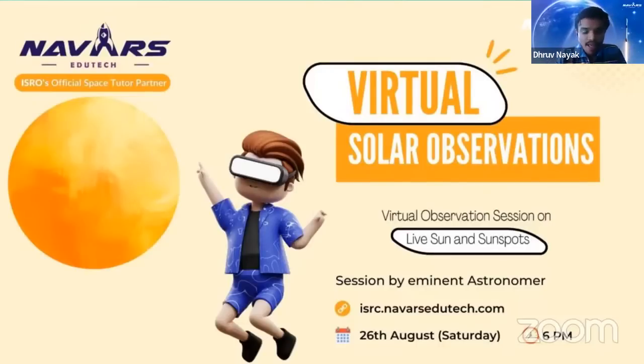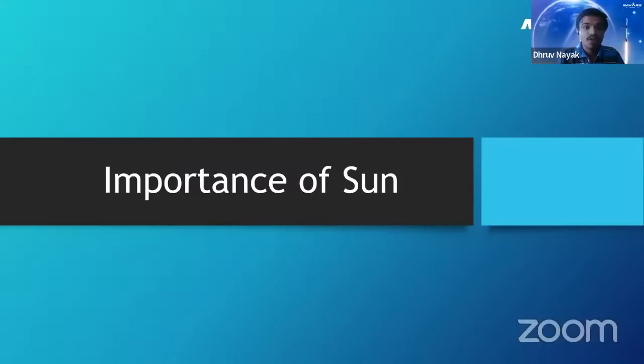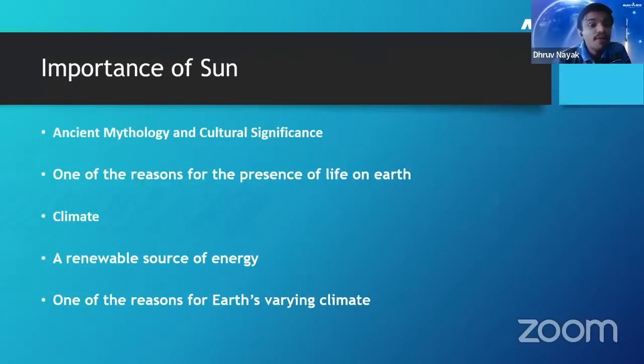Apart from that, as I mentioned, we get light and heat. These are very important aspects with respect to life on earth. These are important features of the sun. Now we come to ancient mythology and cultural significance. In ancient times, when science had not developed much, people would always pray.